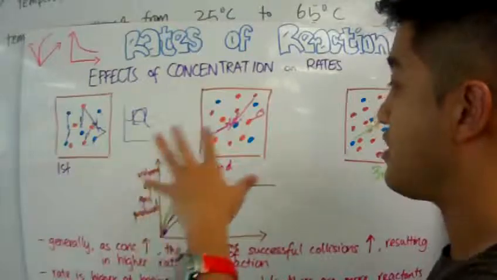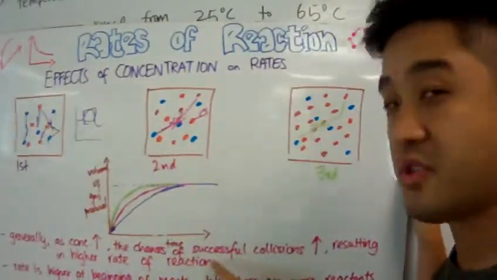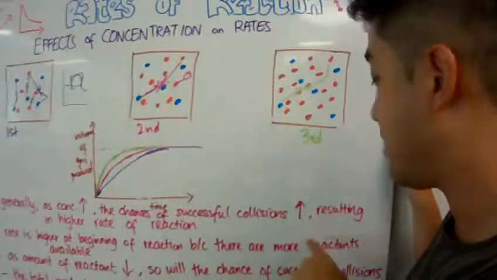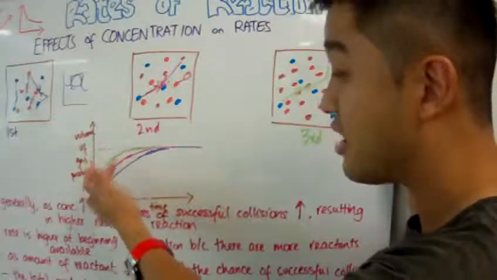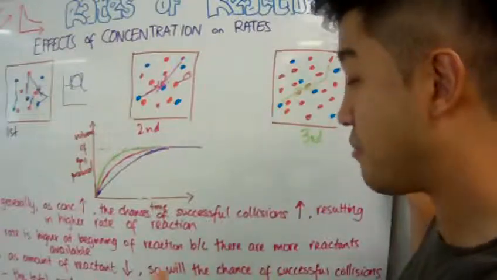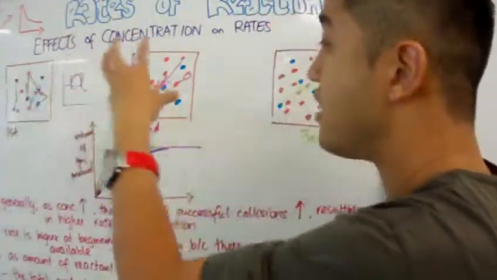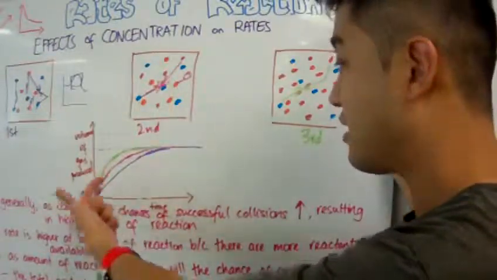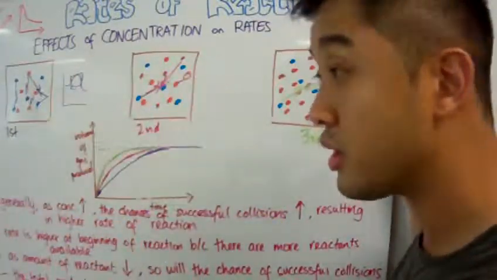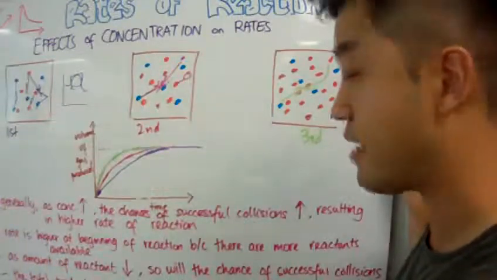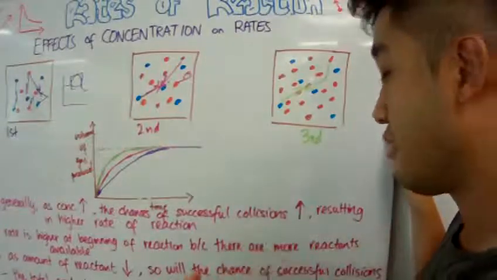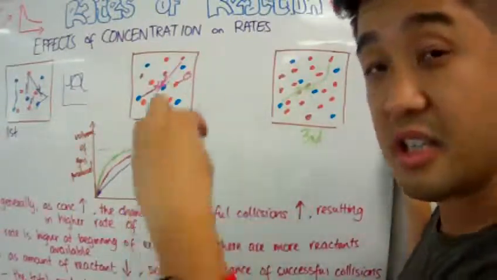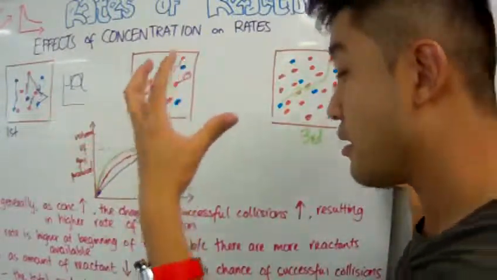So generally, what happens is that when you increase the concentration, the chances of successful collisions also increase, resulting in higher rate of reaction, at least at the initial stage here, okay? The rate is higher at the beginning of the reaction, like I talked about, because there are more reactants available for the reaction to occur, all right? As the amount of reactants decreases because products are being made, and assuming the products are removed so they can't revert back into reactants, so will the chance of successful collisions. So when reactants get used up, the chances of collisions also decrease, and the chances of successful collision decrease even further. So that's the case.